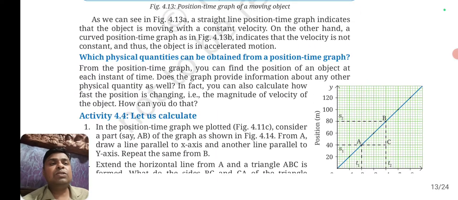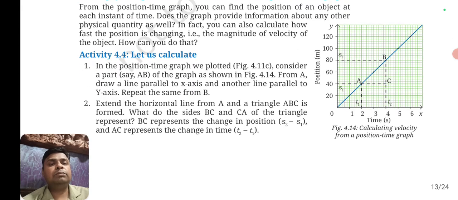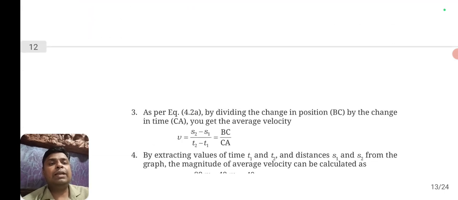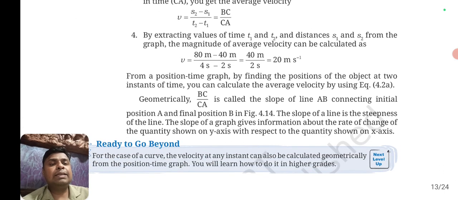As we see, it's a straight line. A straight-line position-time graph indicates the object moving with constant velocity. On the other hand, curved position-time graphs do not show that. So you can calculate. An example is given.